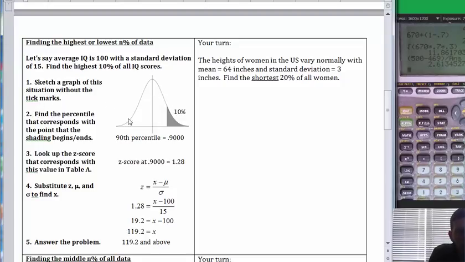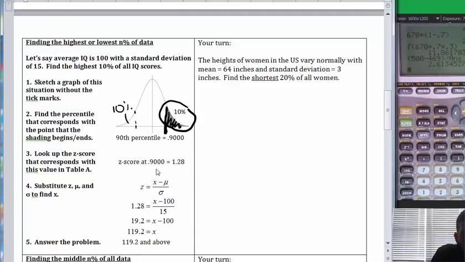The first problem is I'm going to make a little graph of this. I'm going to shade in where the highest 10% would be. Now the lowest 10% would be like down here. But I want the highest 10%, so the region I'm looking at is this region here. This means that 10% of data is in the shaded region, and the other 90% of data is over here. So this value where this tick mark is, the highest 10%, corresponds to the 90th percentile because 90% of data is below this value.